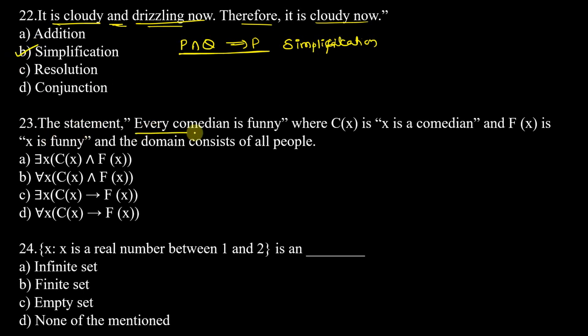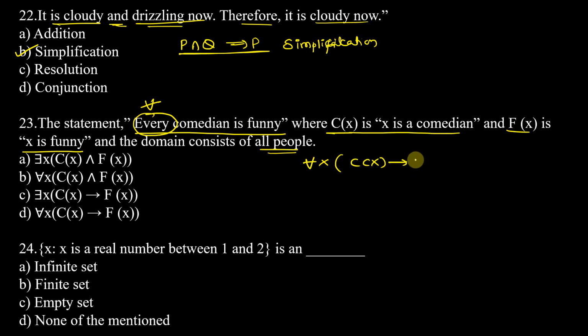The statement every comedian is funny. Here, do remember every comedian means for all. Where C of X is a comedian and F of X, X is funny, and the domain consists of all people. All people are there, but not only the comedians. It means for every x, if x is a comedian, then definitely that x should be funny, right? So we can call f of x. So what it is matching for all x? C of x implies f of x. So answer is option D.